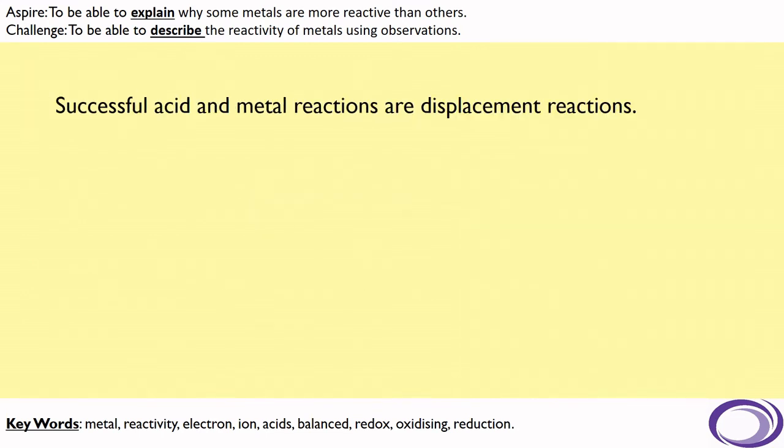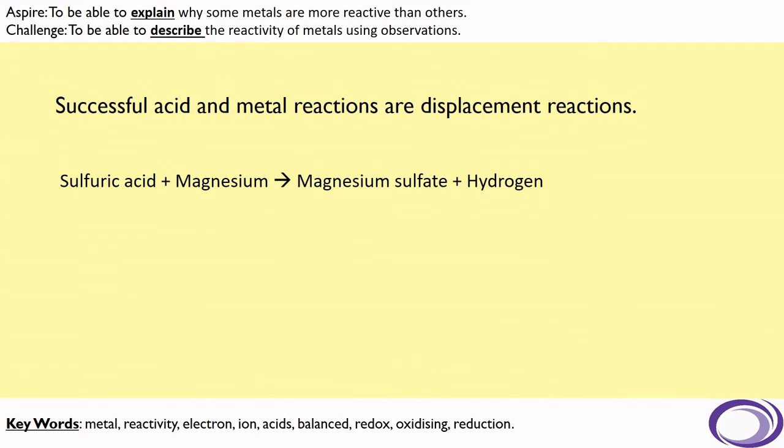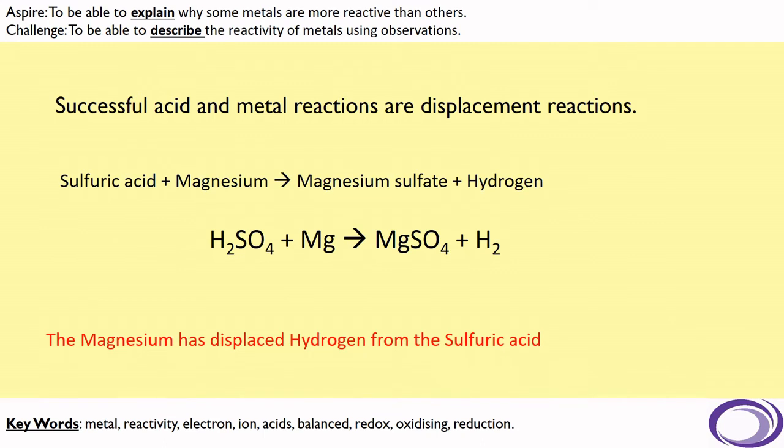And it's because a successful acid and metal reaction is actually a displacement reaction. So here, if we look at the word equation, we can see that essentially the magnesium is swapping places with the hydrogen in the acid. And you can see it even easier when you look at the symbol equations. We call that displacing. So the magnesium has displaced the hydrogen from the sulfuric acid.